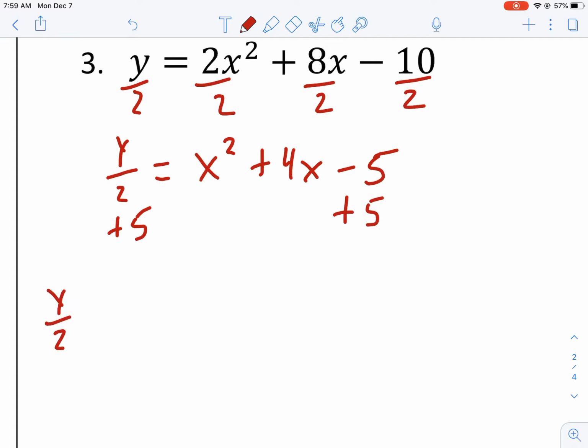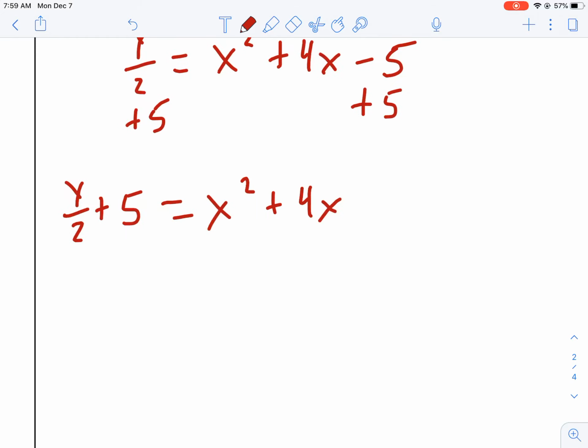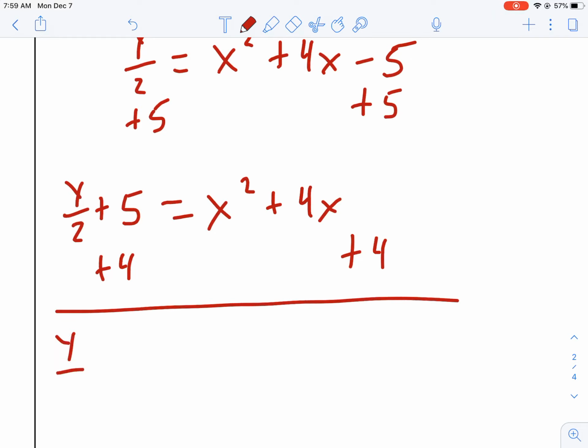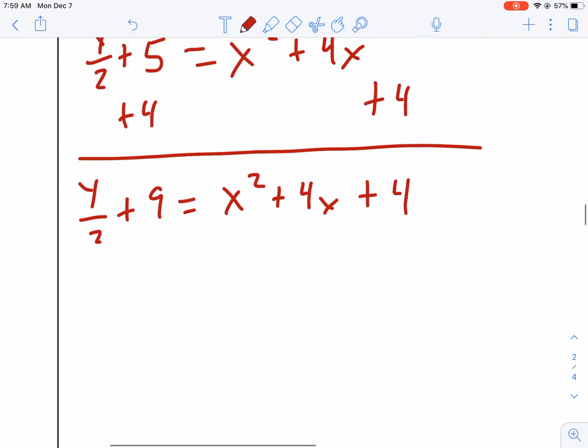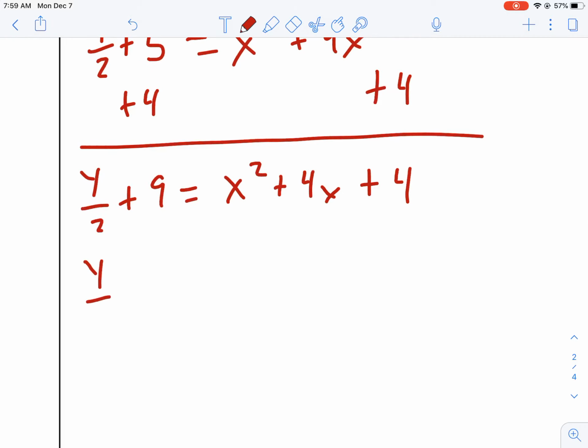Sorry about that. So we got y over 2 plus 5 equals x squared plus 4x. Now, what do we want to add to both sides? What's our magic c value? Well, our b value is 4. 4 divided by 2 is 2. 2 squared is 4. So we're actually going to add 4 to both sides. So that gives us y over 2 plus 9 equals x squared plus 4x plus 4. So now we can factor the right side. Our value is going to be 2, so we got (x plus 2) squared.